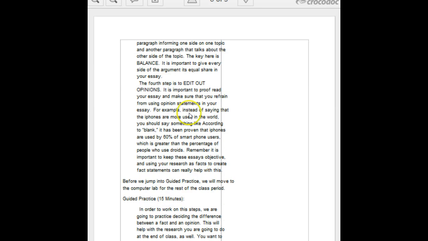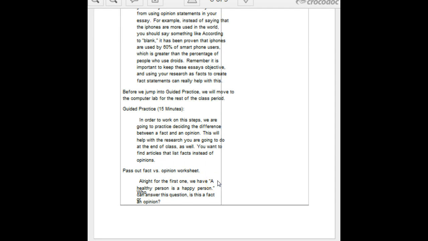And then you say the 4th step is to edit out opinion, right? Instead of saying the iPhones are more used in the world, you should say something like, according to blank, it's been proven that iPhones are used. So in other words, you've delineated opinion from not opinion by saying that it has to be a source cited. I don't know if that was your goal there, but if it is, you have to explicitly say that and then provide an example for it, instead of just providing the example and hoping that the kids will pull the implicit information out of there, all right?